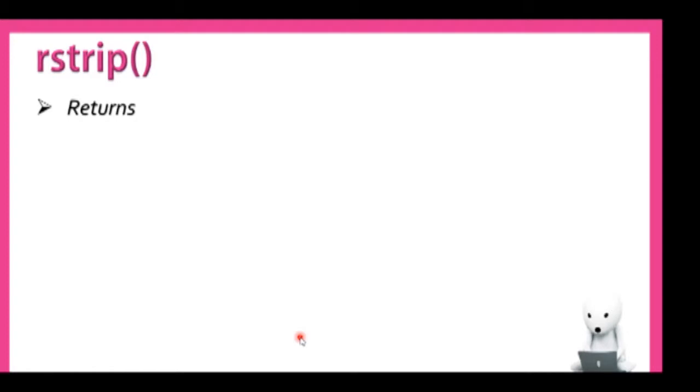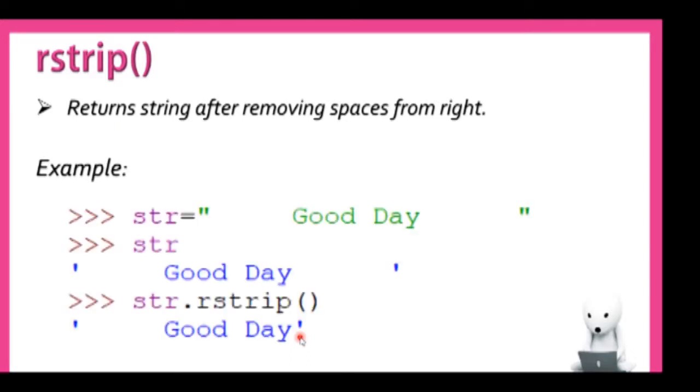rstrip. It returns the string after removing spaces from the right side. Let's see its example. str is equal to good day with some spaces, str having good day with spaces, but if I use rstrip on this str, all the spaces from right side are removed, but on the left remains as it is.